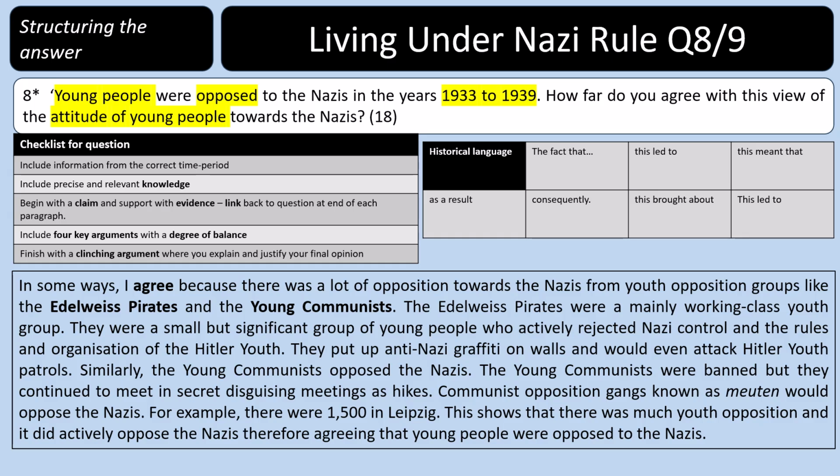Similarly, the Young Communists opposed the Nazis. The Young Communists were banned, but they continued to meet in secret, disguising meetings as hikes. Communist opposition gangs known as Meuten would oppose the Nazis. For example, there were 1,500 in Leipzig. This shows there was much youth opposition and it did actively oppose the Nazis, therefore agreeing that young people were opposed to the Nazis.